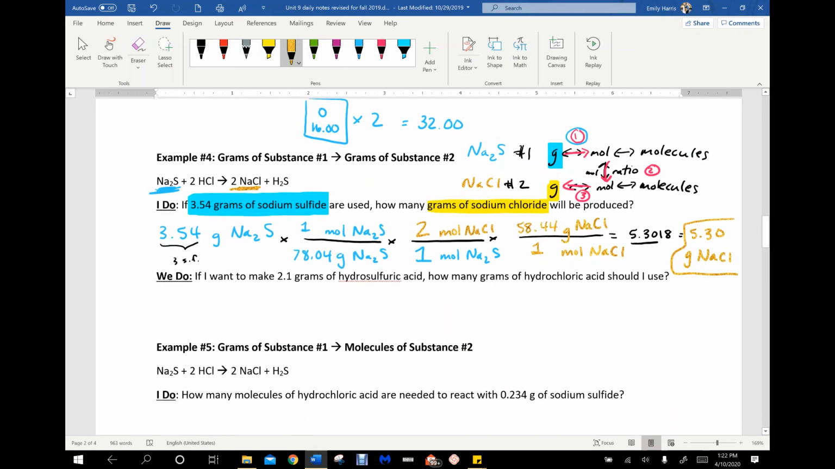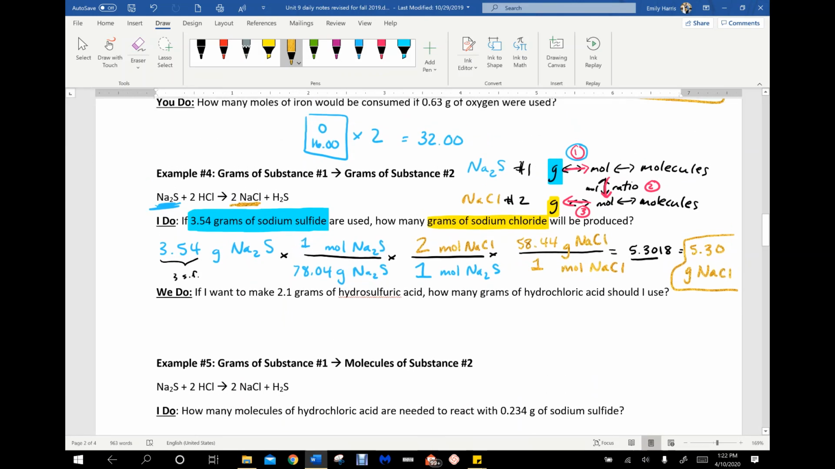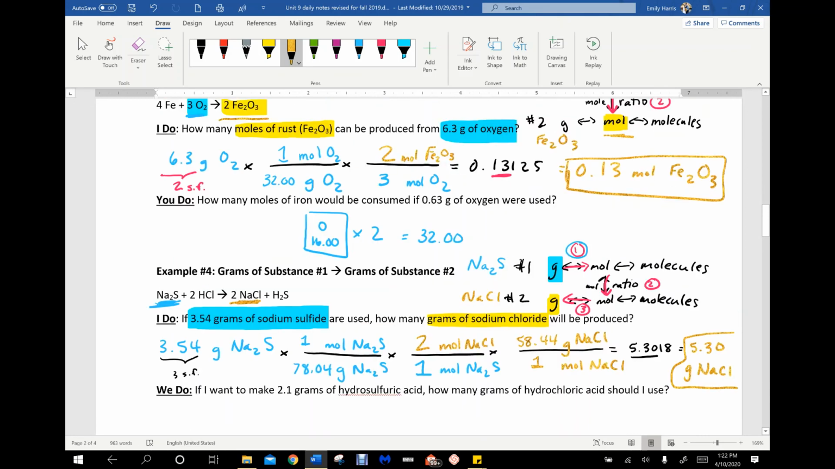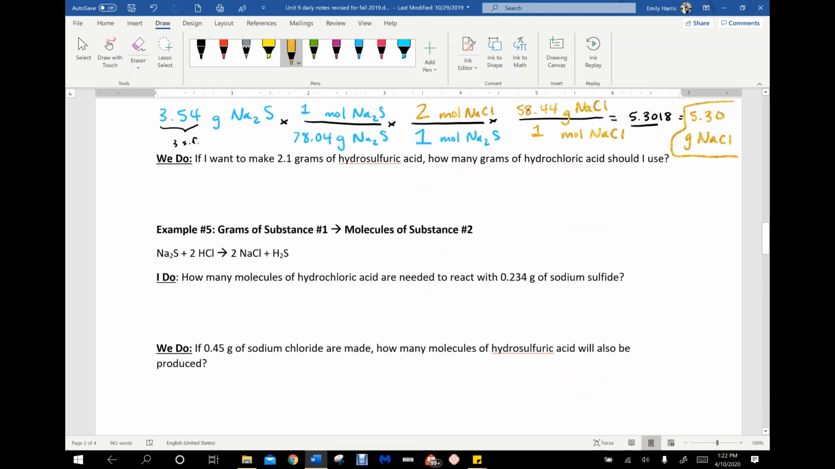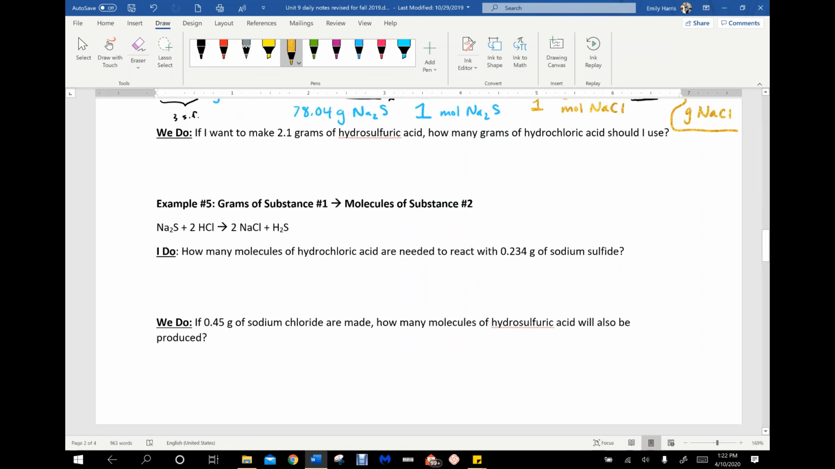So now we've worked almost all the ways you can do this little graph, except for the last one because we haven't touched the molecules area yet. So let's go down to example 5 right quick and check out one of the molecule problems, and then we'll call this lesson a wrap.